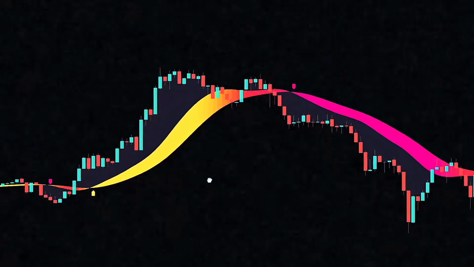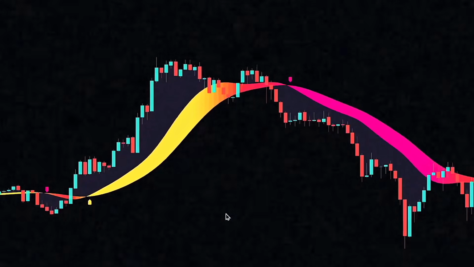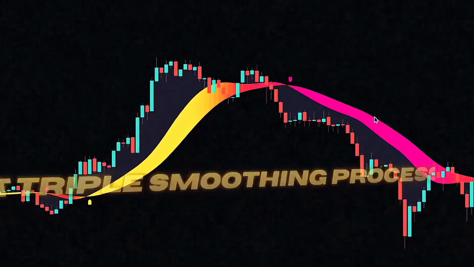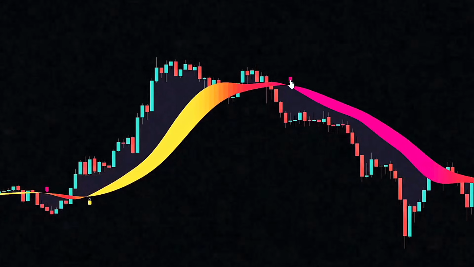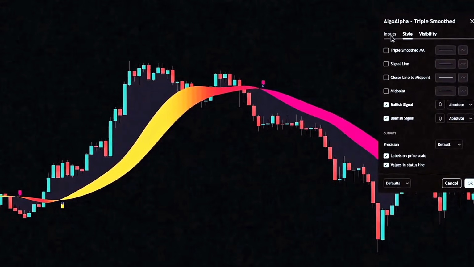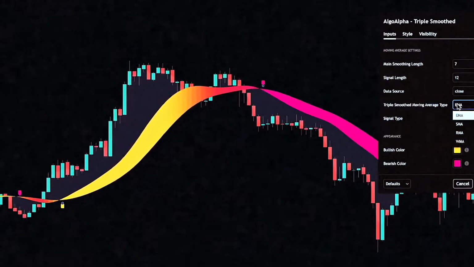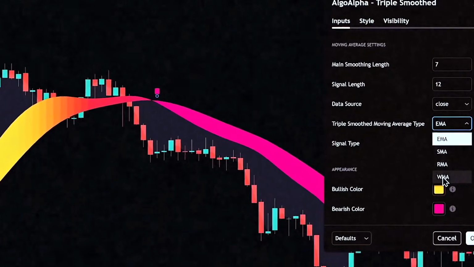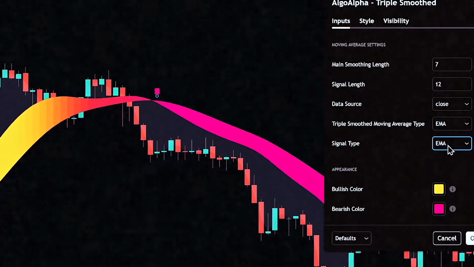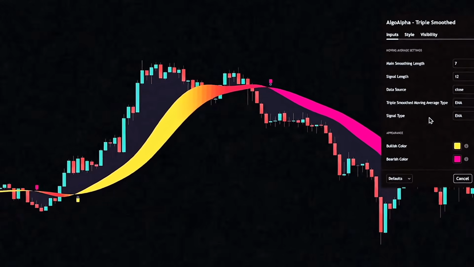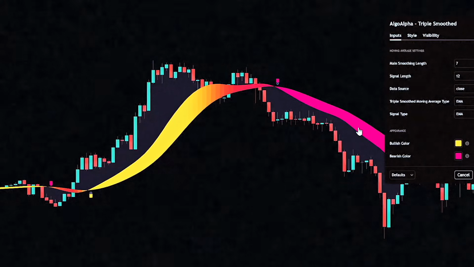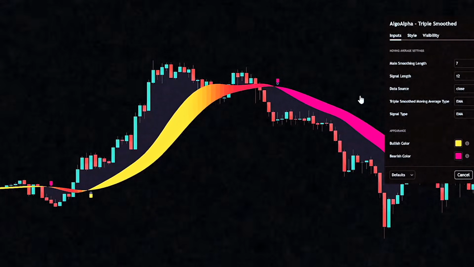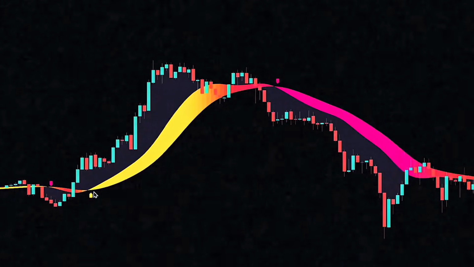What makes this indicator really cool is how it works behind the scenes. The Triple Smooth Signals indicator enhances trend detection by applying a triple smoothing process to your selected data source using the moving average type of your choice. The moving average can be selected right in the settings, whether you prefer EMA, SMA, RMA, or WMA, and this triple smoothing effectively reduces short-term fluctuations and market noise, revealing the underlying trend with greater clarity.